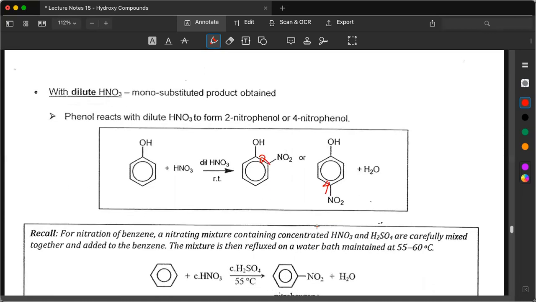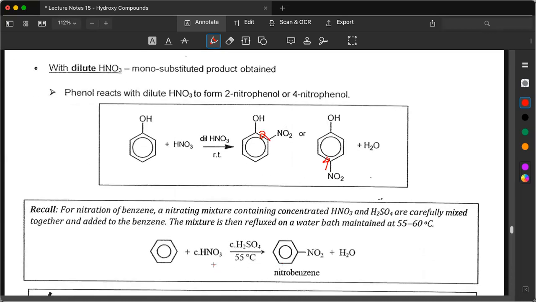So for nitration of benzene, just recall what we learned in electrophilic substitution. A nitrating mixture containing concentrated sulfuric acid and nitric acid is carefully mixed and added to the benzene. Then this mixture is refluxed on the water bath between 55 to 60 degrees Celsius.